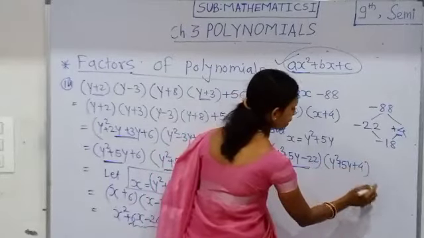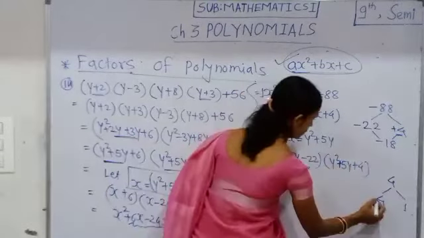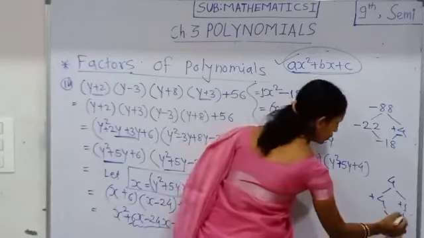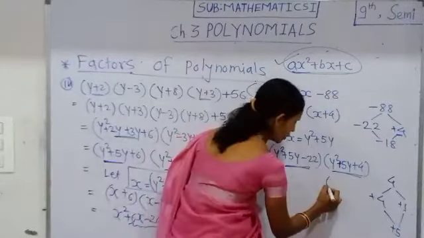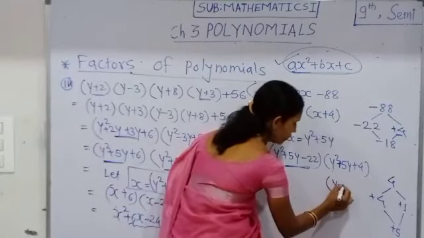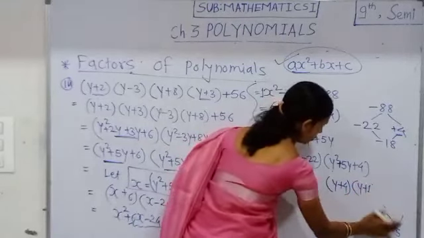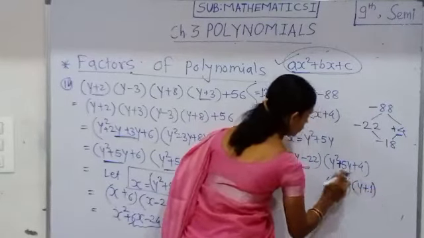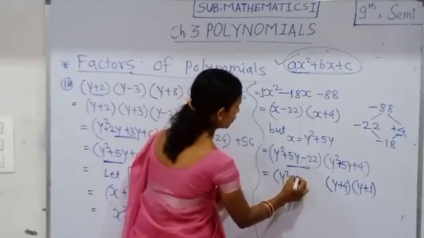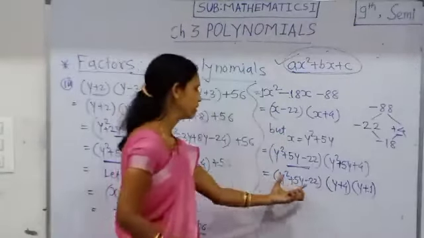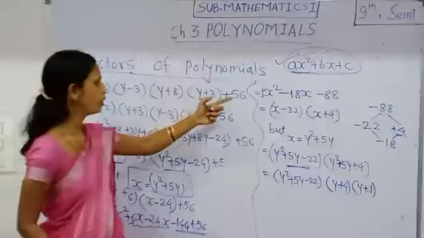But see here, plus 4 is there. Plus 4 can be split into 4 into 1, and plus 5 is the coefficient of the middle term, since plus 4 plus 1 is plus 5. Therefore we can factorize this quadratic polynomial. We get the factors directly: y plus 4 and y plus 1. Those are the factors of this quadratic polynomial, and y square plus 5y minus 22 cannot be factorized further. Those are the three factors of the given polynomial.